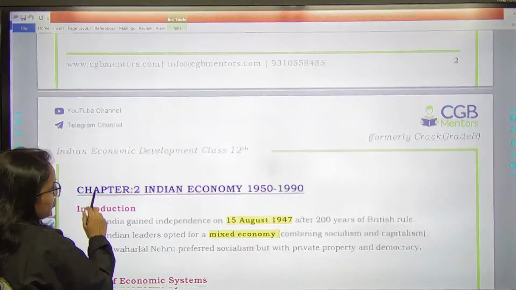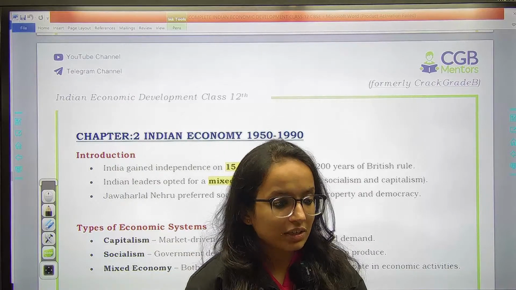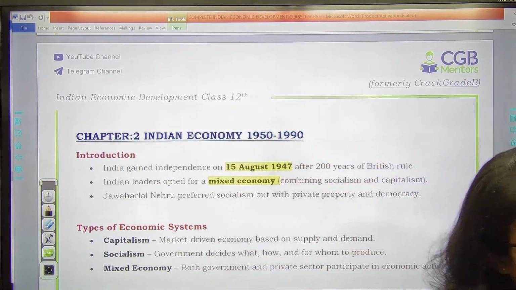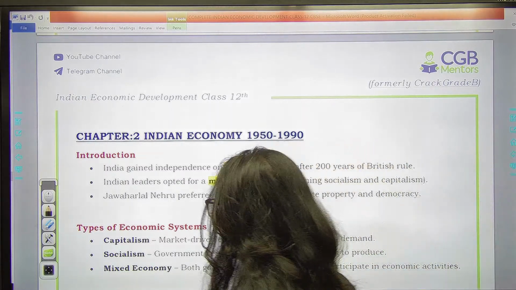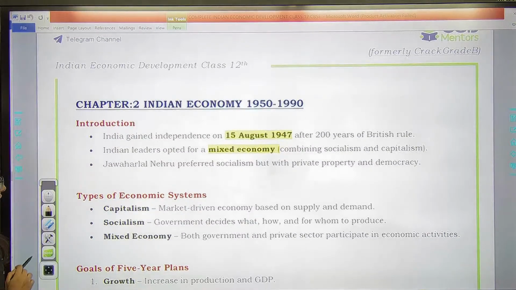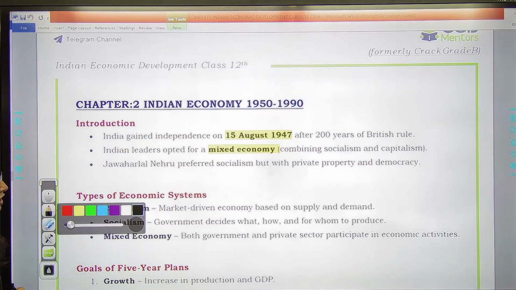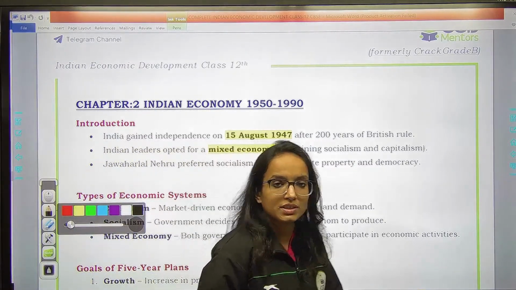So that was about chapter 1, India on the eve of independence. We have seen different segments, what was the status, like demographics, like infrastructure, etc. So this was about India before independence. Now we are talking about the Indian economy after independence, that is between 1950 to 1990.